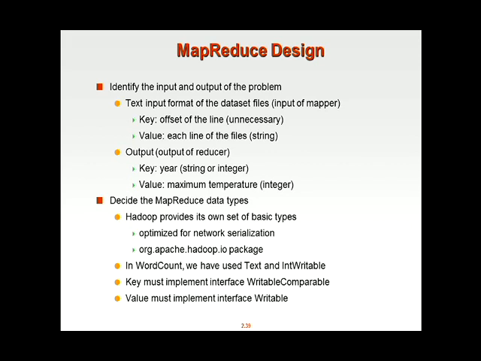So that's the input, and for the output, what we need to get is the year and temperature, right? The year could be string or integer. It doesn't matter because the year is just a few characters, so using string or integer, they have the same size. And the value is the maximum temperature. Okay, we can use integer. So now we have the input and the final output. Next we need to think about the MapReduce mapper and the reducer. Consider these two components.